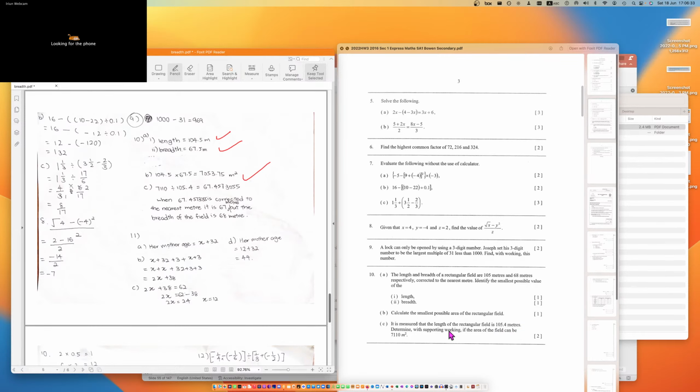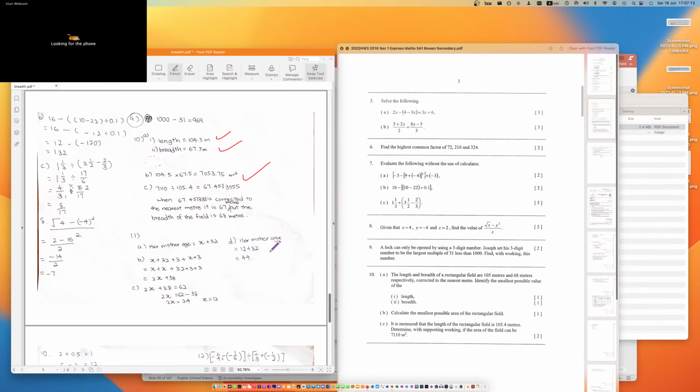Okay. Determine with supported working if the area of the field can be this. So how? The nearest meter is 67, but the breadth of the field is 68. So if the area can be this, can or cannot? It cannot be. Then you must make a conclusion. Because let's say you take the 7110 and divide by this, then it's 67.4, right? Then they say the area of the field can be this.